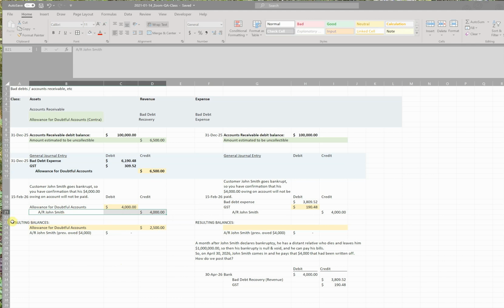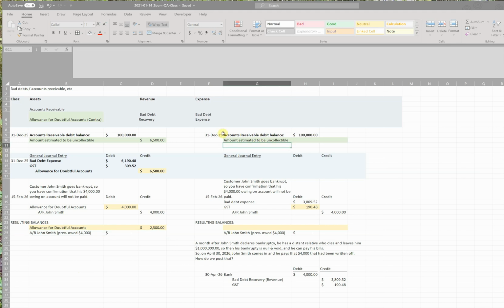And then at the end of the day, after this transaction is posted, we're left with a couple new balances. And those balances are in the allowance for doubtful accounts asset account. We now have $2,500 in a credit balance on that account. And the accounts receivable for John Smith, he previously owed $4,000 and now he owes nothing. So we talked about that. That's scenario 1 when a company's using the allowance for doubtful accounts account.